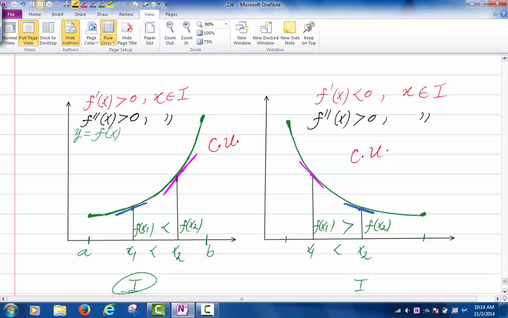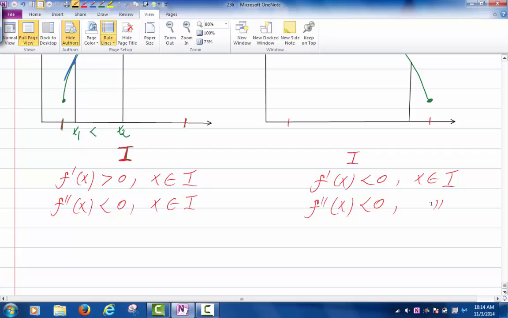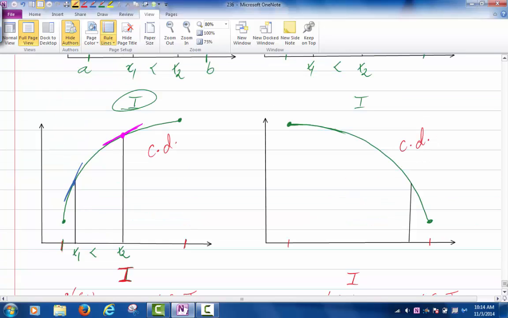Is everybody okay with that? So if I ask you to determine where a given function is concave up and down, what would you do? You'll find the second derivative and you'll determine where the second derivative is positive and negative. Am I making sense? Is everybody okay? Okay, so are all these pictures clear to you? Any questions? Okay.